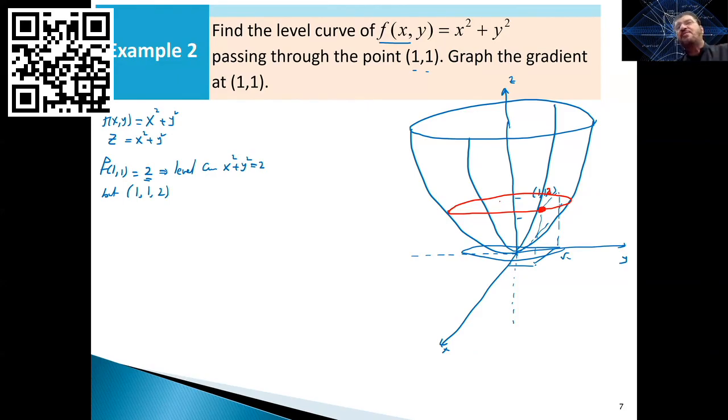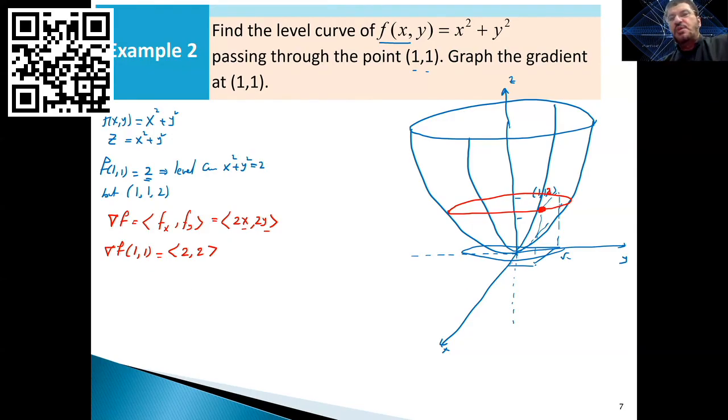All right. What do we have here, guys? We're going to graph the gradient. Now, what's the gradient of the function? It's fx comma fy, isn't it? Which is 2x comma 2y. This is the gradient of the function. But I need to find the gradient of f at what point? (1, 1). So what do we get? We get (2, 2). If I replace x with 1 and y with 1, we get (2, 2).